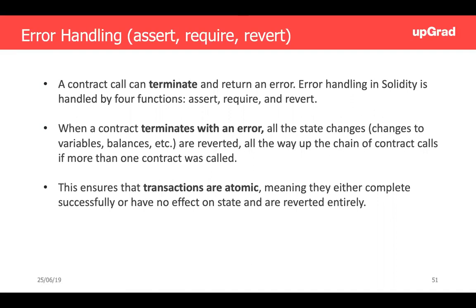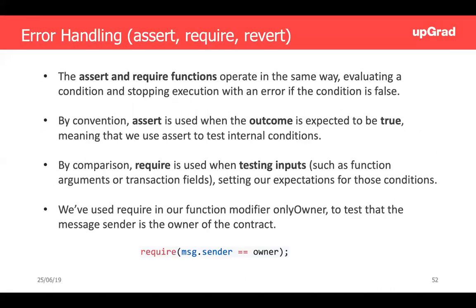There are three main types of error handling functions available inside Solidity. They're called assert, require, and revert. Let's look at them one by one. Assert and require go together. Actually all three of them sort of go together, but assert and require are very similar in the sense that they serve the same purpose. They set certain conditions that have to be successfully adhered to for the execution to move forward.